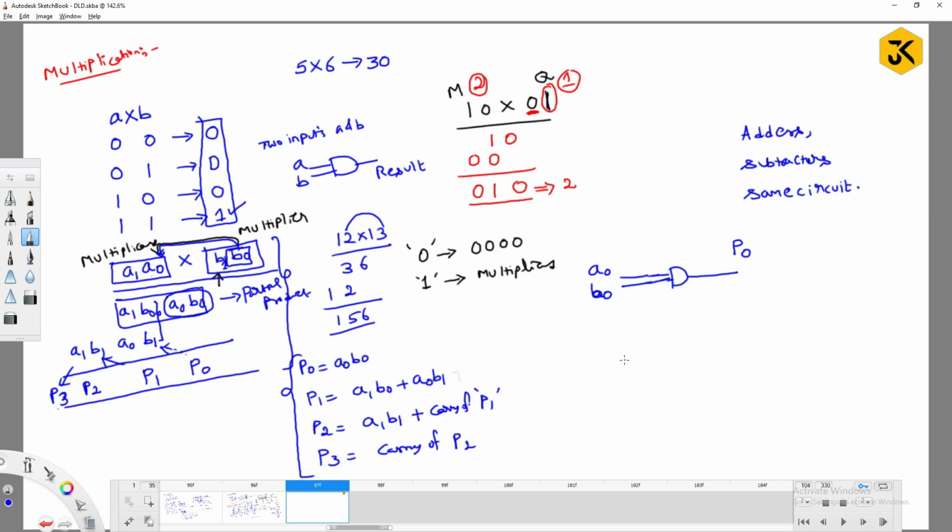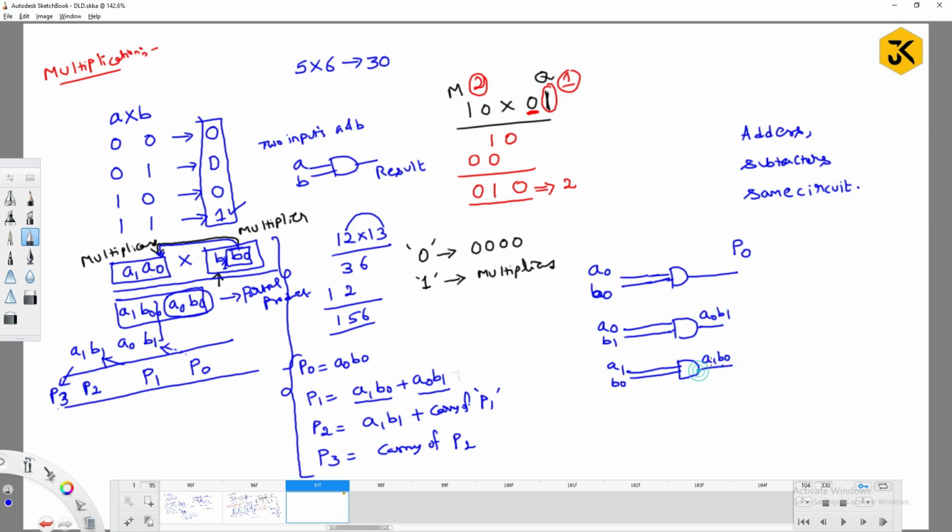Similarly, to get p1, what do you require? You require a1 b naught as well as a naught b1. A naught b1, you are going to perform an AND operation. Good. And a1 b naught, it is going to perform again an AND operation, right? And guys, try to observe, this is going to produce one number, that is a0 b1, and this is going to produce a1 b naught.